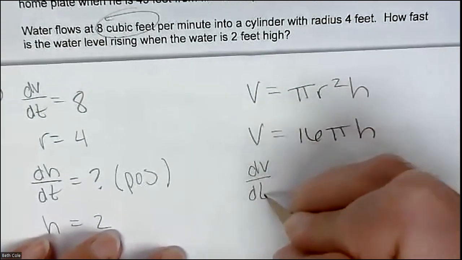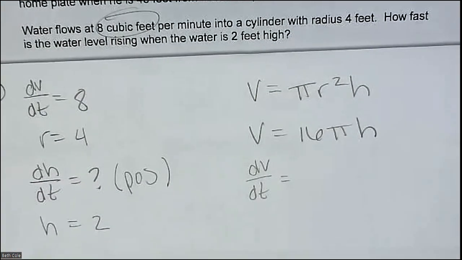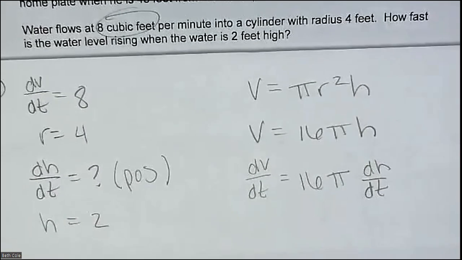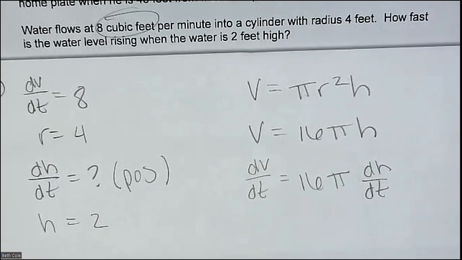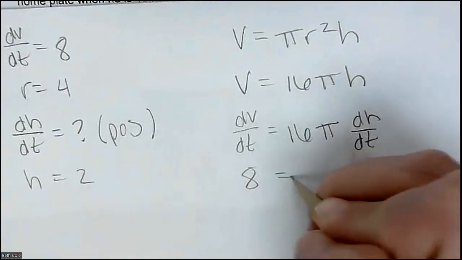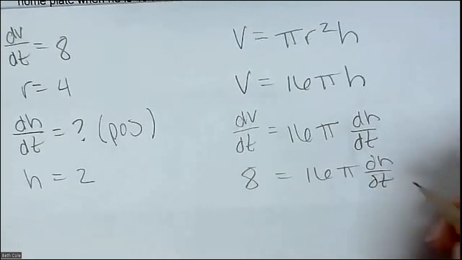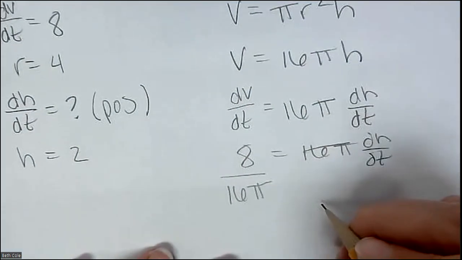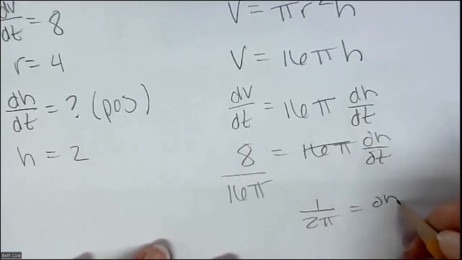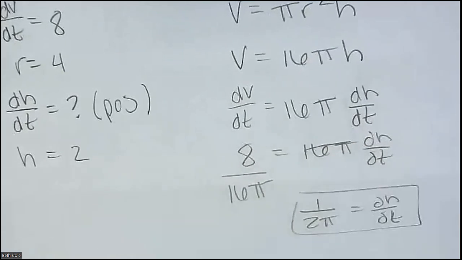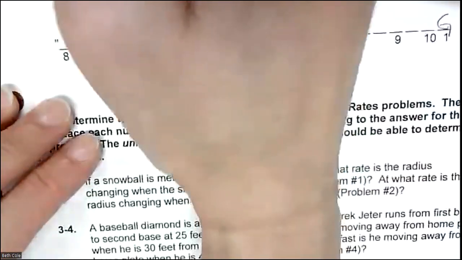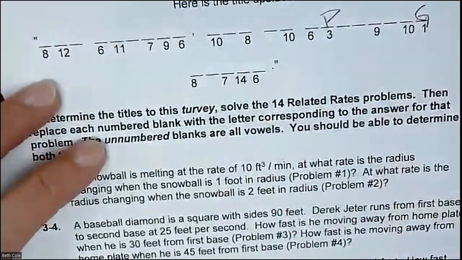All right, so what is our derivative? dV dt equals 16 pi, good. dH dt, perfect. And I don't think we're going to be missing anything here. I think this will be good. What is dV dt? 8. And then you would divide by 16 pi. So that would be 1 over 2 pi. So what letter is that? C, as in coconut. The 5 is C. There's a few 5s on there.